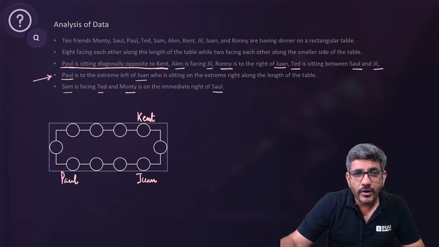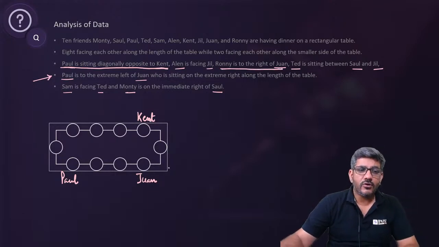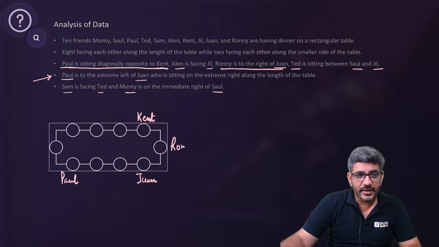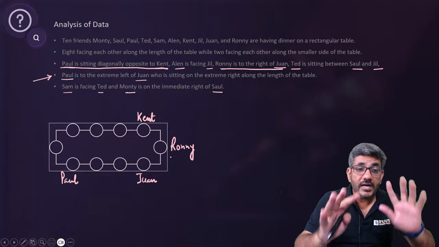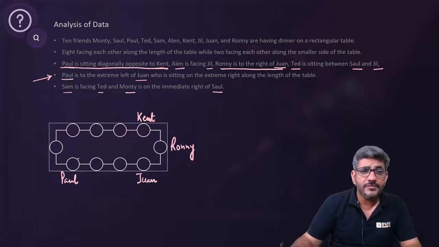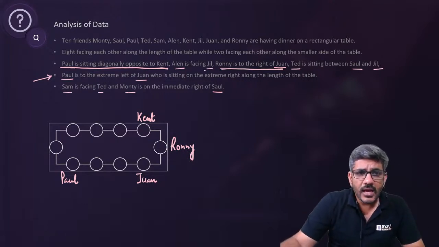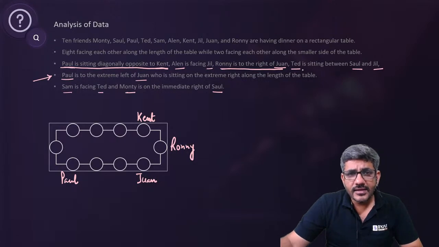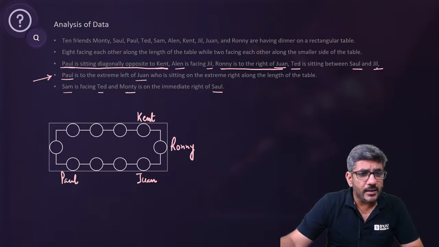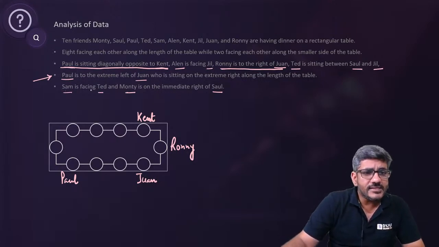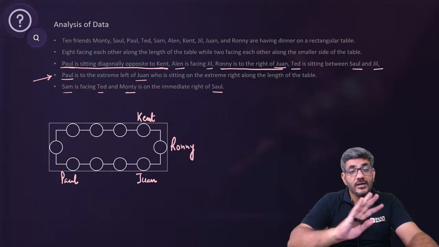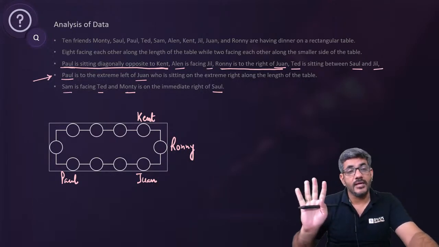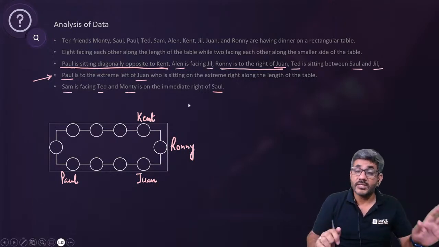Now it says Ronnie is to the right of Juan. So Ronnie is to the right of Juan. तो इसका मतलब Ronnie यहां पर है. अब इन चारों नामों को ढूंढिए. कहीं भी इन चारों में से कोई भी दिखता है तो just figure them out. Ellen is facing Jill, नहीं पता. Ted is sitting between Saul and Jill. अभी तक इनमें से किसी का नहीं पता. Sam is facing Ted. We don't know that. Monty is on the immediate right of Saul. So now we do not know any of the others. अभी तक हमें बाकियों के बारे में नहीं पता. So we have to do something else now.